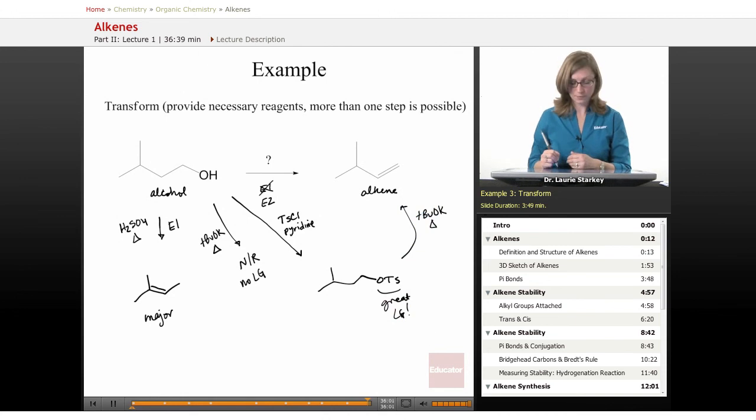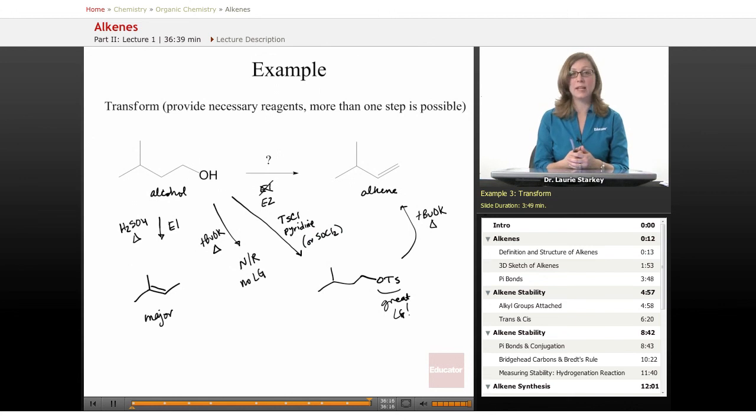do the E2 elimination. Okay, if you don't want to do the tosylate, you can maybe use something like thionyl chloride, SOCl2, or PBr3 to convert it to a bromide or a chloride. Okay, then we have a good leaving group and we can do an E2 elimination.